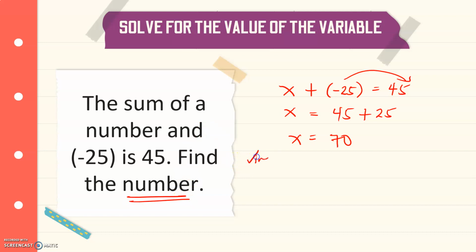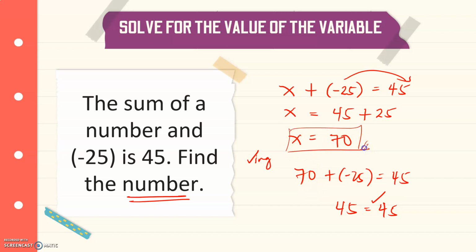For checking, we'll just have to substitute x with 70. So we'll have 70 plus a negative 25. Okay, let's check if that is equal to 45. This is positive and this is negative. Therefore, when we combine, we have to subtract. And 70 minus 25 will give us 45. Since both sides of the equation are equal, then the value of x which we got is correct.